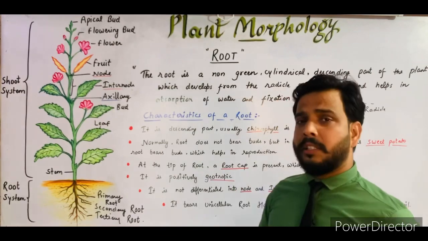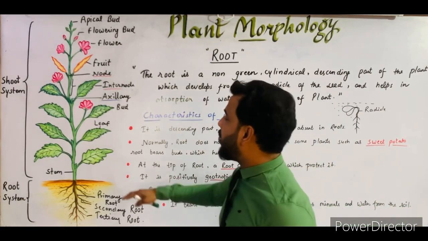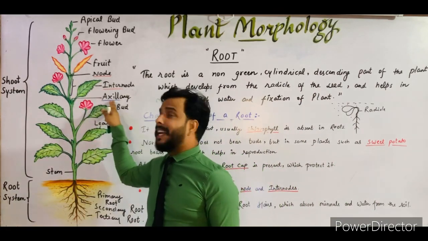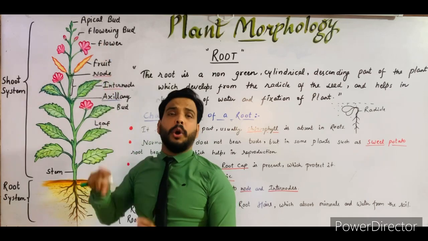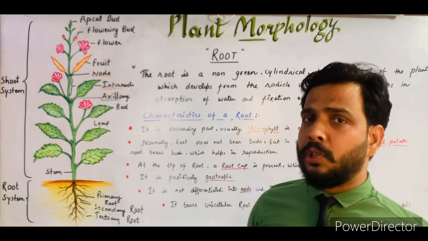Now the next point is, normally root does not bear buds. As we know, buds are present on the stem. You can see these are the buds, which may be axillary buds, terminal buds, or flowering buds, but generally buds are totally absent on the roots.